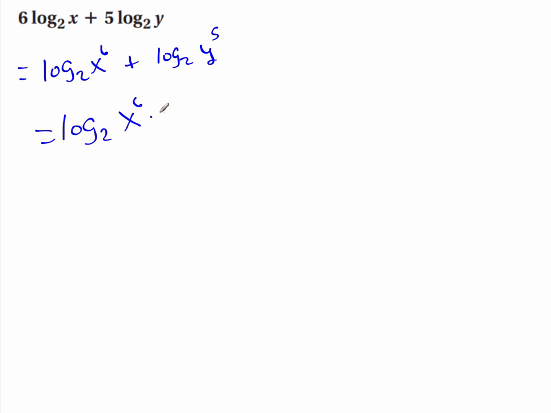What about 6 times the log base 2 of x plus 5 times the log base 2 of y? Well, the first thing before you can combine them, you have to get these coefficients and turn them into exponents. So this is log base 2 of x to the 6th plus log base 2 of y to the 5th. And now I can use the sum rule. This is log base 2 of x to the 6th times y to the 5th.